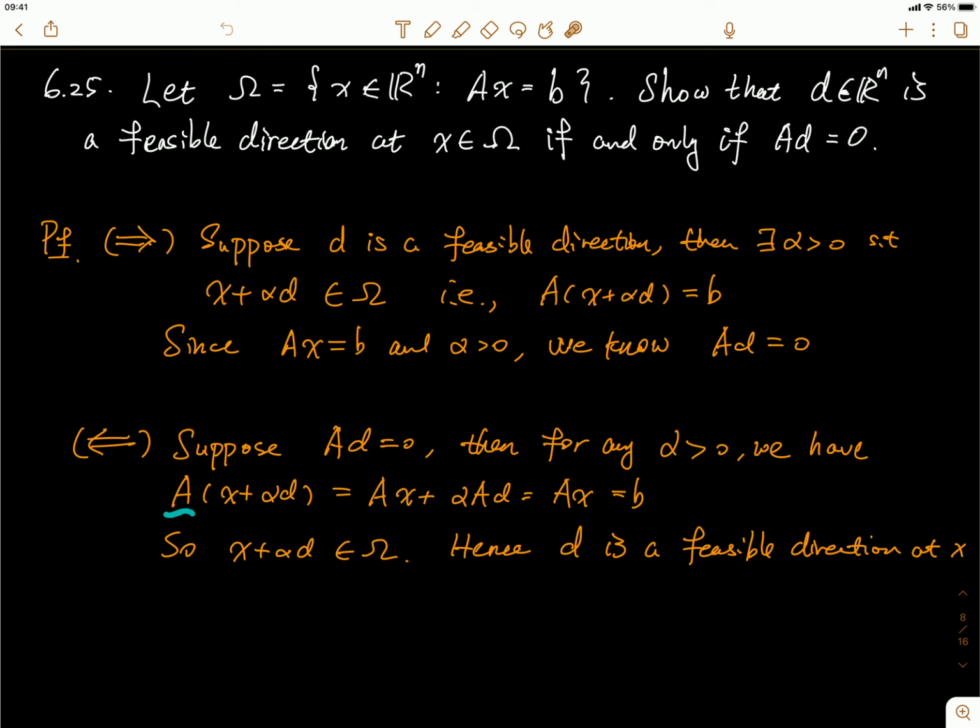Okay, so when we apply A to this, that gives us Ax plus alpha Ad. Because Ax equals b and Ad equals 0, this tells us that it's just equal to b. And that means x plus alpha d is indeed in omega, and d is a feasible direction.